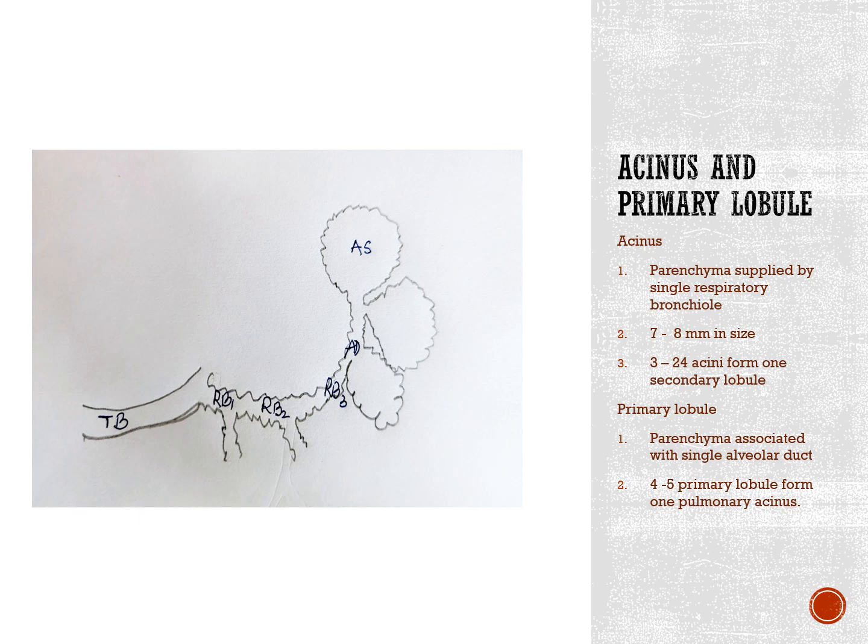Acinus is parenchyma supplied by a single respiratory bronchiole. It is 7 to 8 millimeters in size, and 3 to 24 acini form one secondary lobule. The primary lobule is parenchyma supplied by a single alveolar duct, and 4 to 5 primary lobules form one pulmonary acinus.